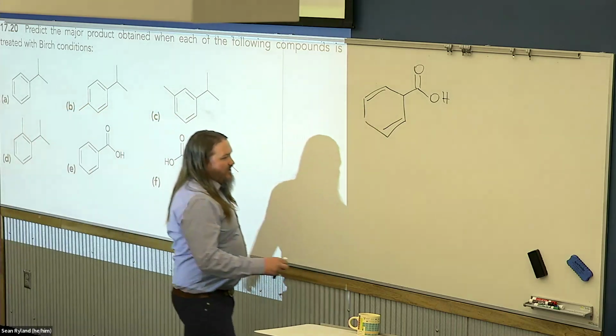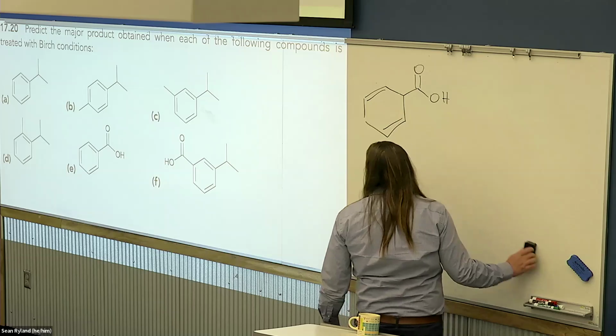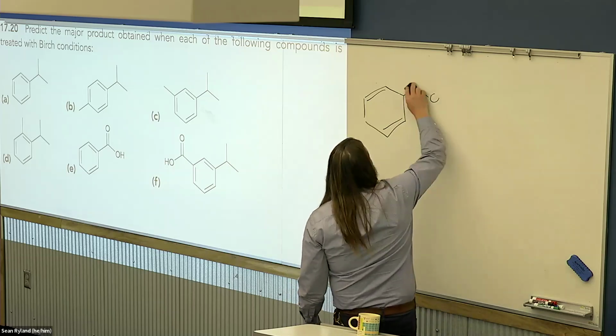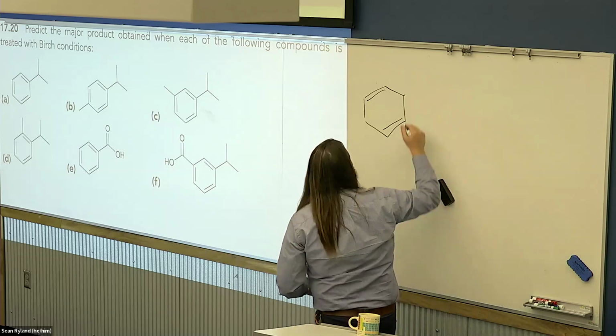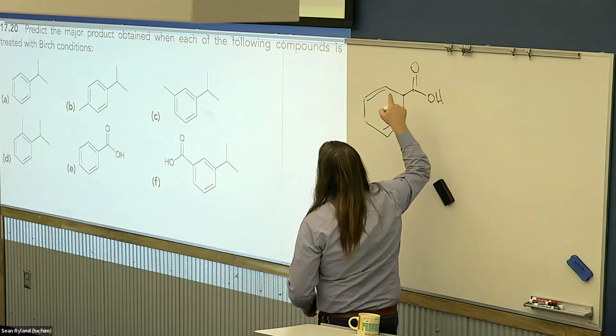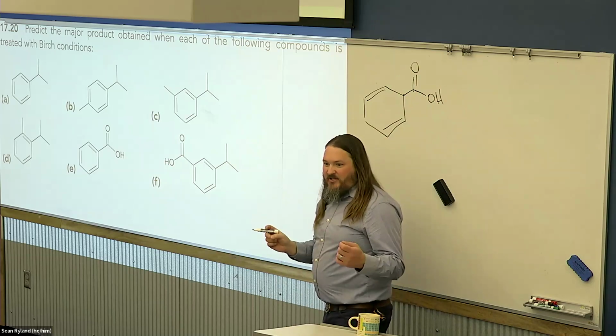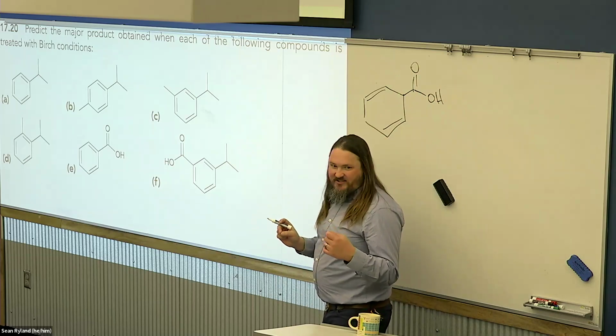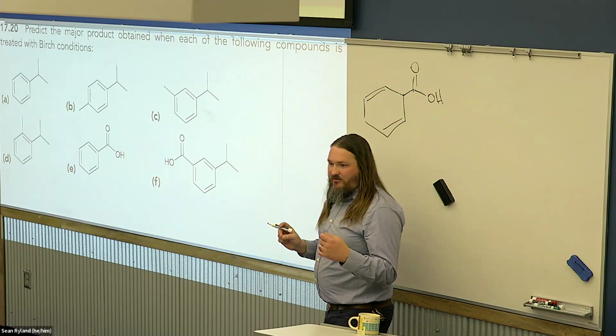All right, so last but not least, we have a donating and a withdrawing group. This one works out nicely. And again, as long as you don't have donating and withdrawing in the para position, you can almost always find a way to make everything satisfied.